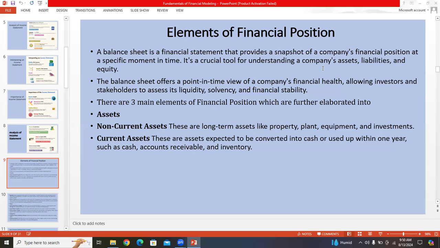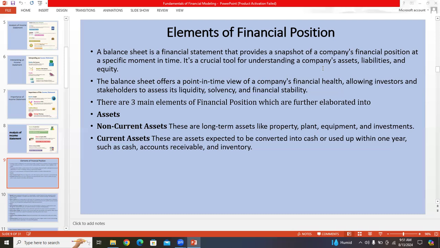We prepare it using some elements. There are very different and interesting parts of the balance sheet or the financial position. The financial position is a crucial tool for understanding a company's assets, liabilities, and equity. The balance sheet offers a point of view of the company's financial health, allowing investors and stakeholders to assess liquidity, solvency, and financial stability. So, we prepare a balance sheet for our investors, stakeholders, and management for decision making. You need to understand the elements side by side and their purposes for the decision makers.